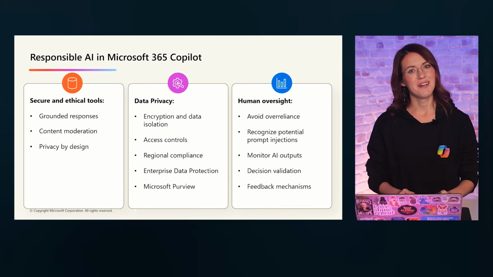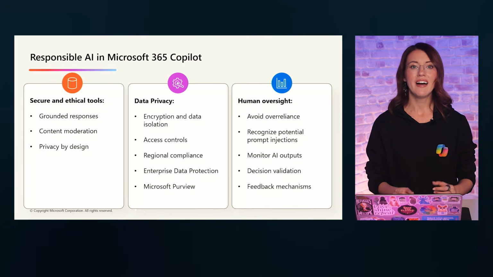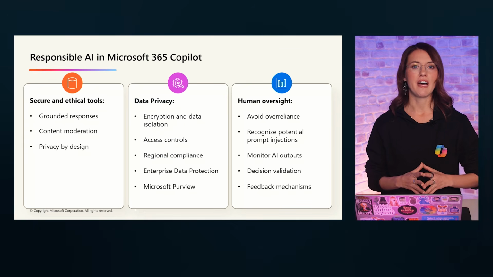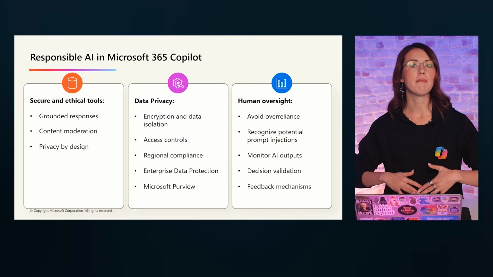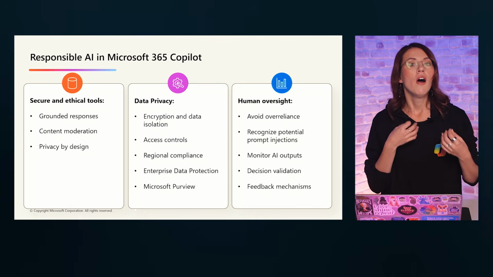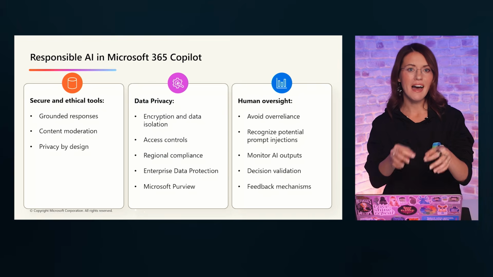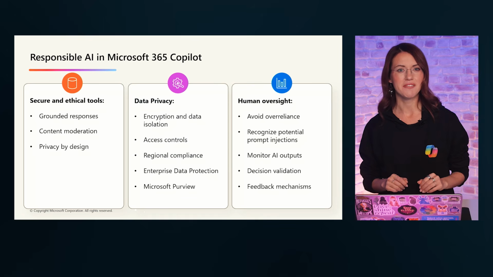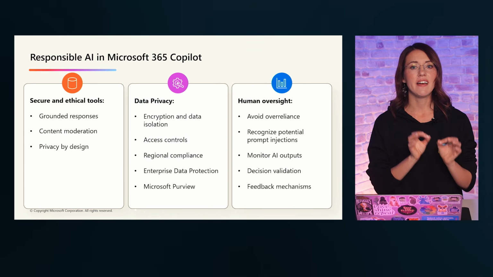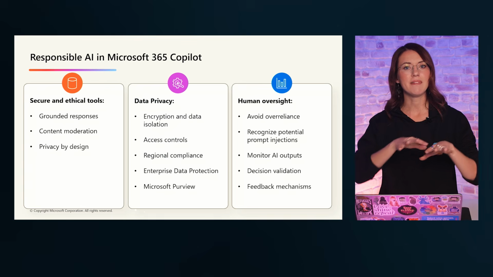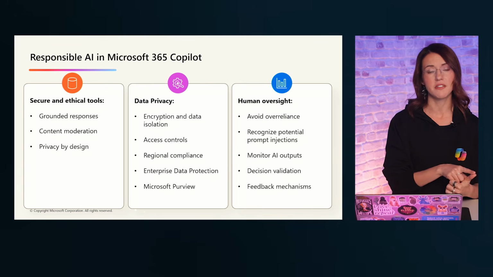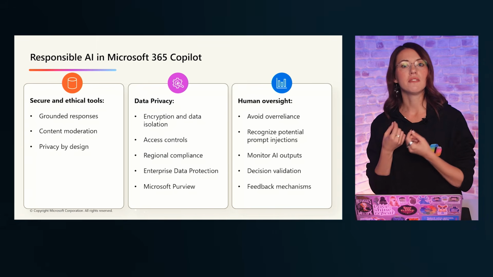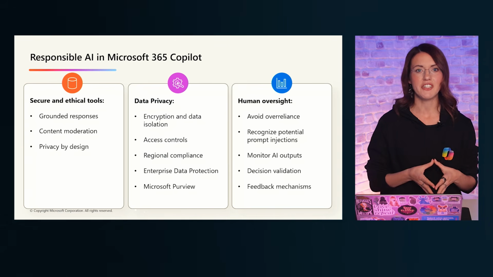So let's talk about trust, because powerful AI is only useful if you trust it. Microsoft 365 Copilot is built with responsible AI practice at its core, which means it's designed to be helpful and safe. First, Copilot gives you grounded responses. That means it doesn't just make things up. It bases answers on reliable sources. When possible, it provides citations so you can see where information comes from.